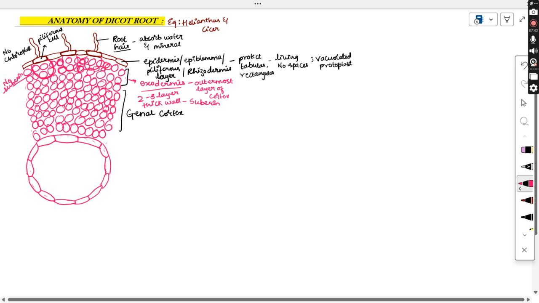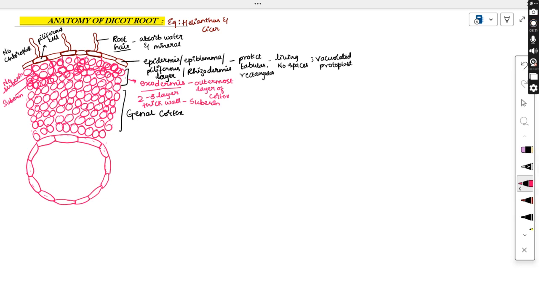The reason is suberin is impermeable to water. If the suberin is present, water cannot be transported. But water has to be transported to the lower regions. So that's the reason: as the water is absorbed through the root hair, the cells which are present near the root hair do not contain any suberin. The remaining cells contain suberin to avoid the backward flow of the water after absorption.